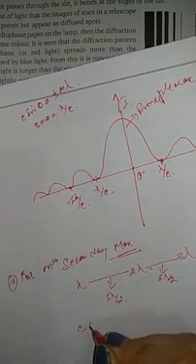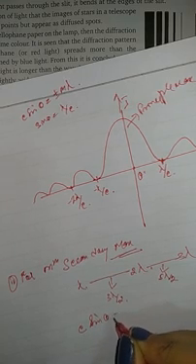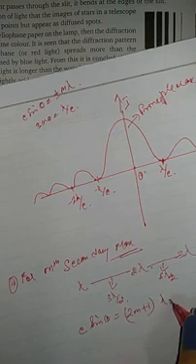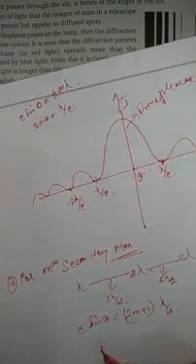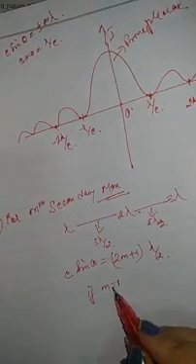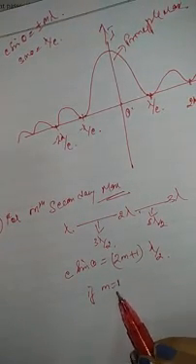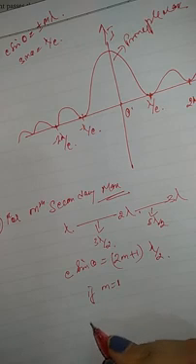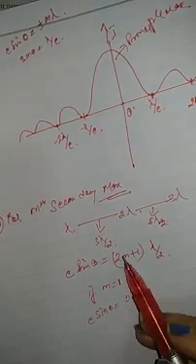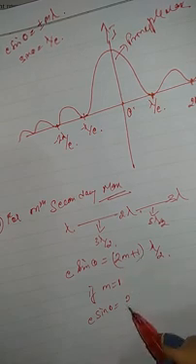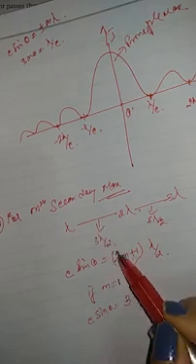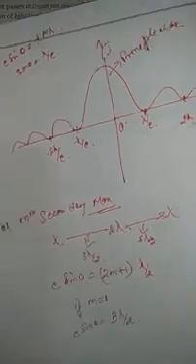For secondary maximum, e sine theta will be (2m plus 1) lambda by 2. Suppose we keep m equal to 1, for the first secondary maximum, then this equation becomes e sine theta is equal to (2 into 1 plus 1), that is 3 lambda by 2. This is where we get the secondary maximum.